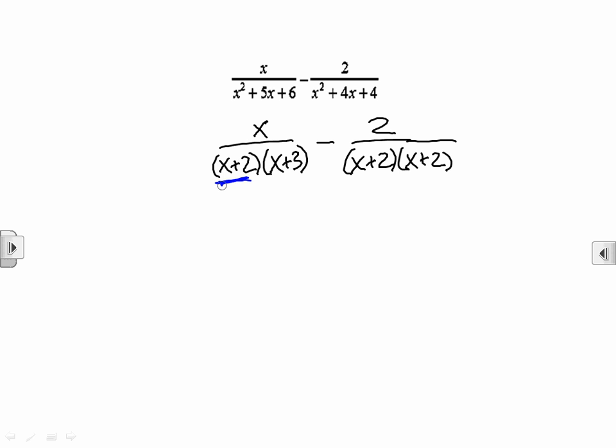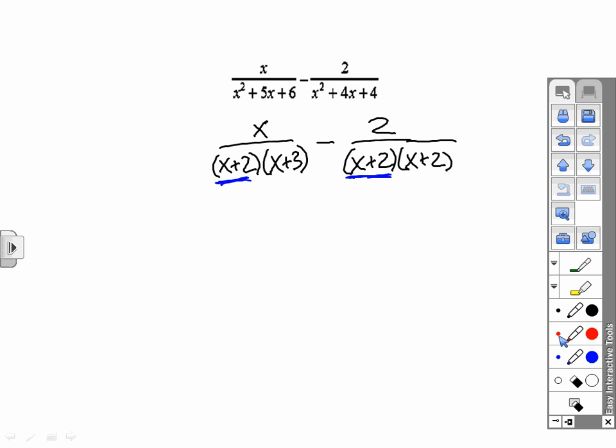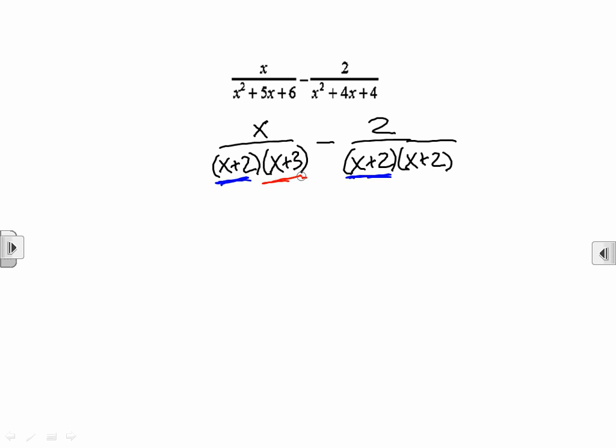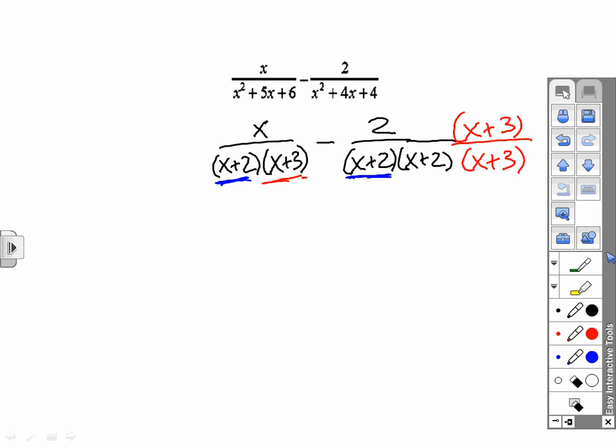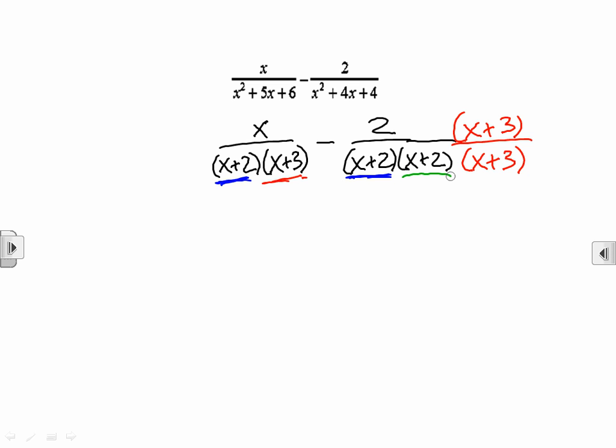All right. So let's compare our neighbors. I have one x plus 2. I have another x plus 2. But are my remaining factors the same? No. I have an x plus 3, but I don't have one over here. So I need to do x plus 3, x plus 3. So now that part's the same. Next, I have another x plus 2, so I need to multiply by an x plus 2 on the left. Yes, it matters that I don't have two x plus 2's in the denominator.